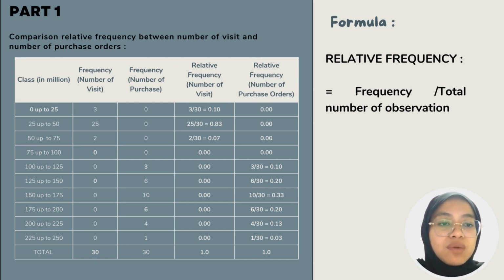After that, we need to find the relative frequency. The formula for relative frequency is class frequency divided by the total number of observations. For example, 3 divided by 30, we get 0.10. This table shows the frequency for number of visits and number of purchase orders.